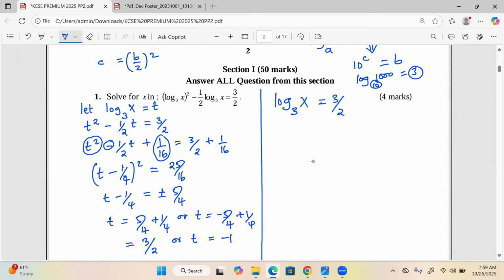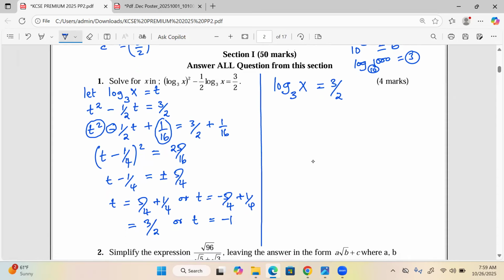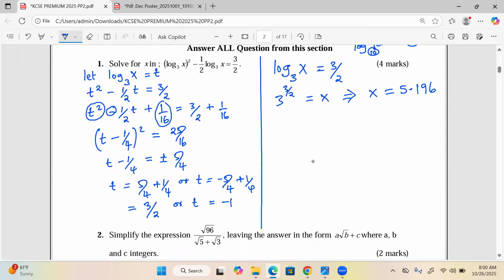And from this statement now, we can proceed by saying that 3 power 3 over 2 should give us x. And this implies that the value of x now equals, we compute this, 3 power 1.5. So 3 raised to 1.5 gives us 5.196, when expressed to 4 significant figures.